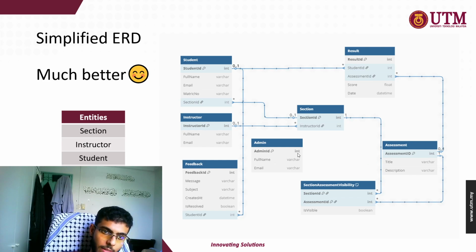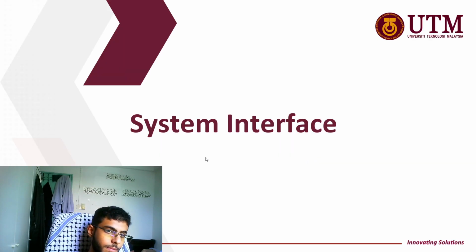As you can see here, we have the three roles: the student, instructor, and admin. We have the feedback table, sections, results, assessments, and section assessment visibility. Visibility is a connection table.